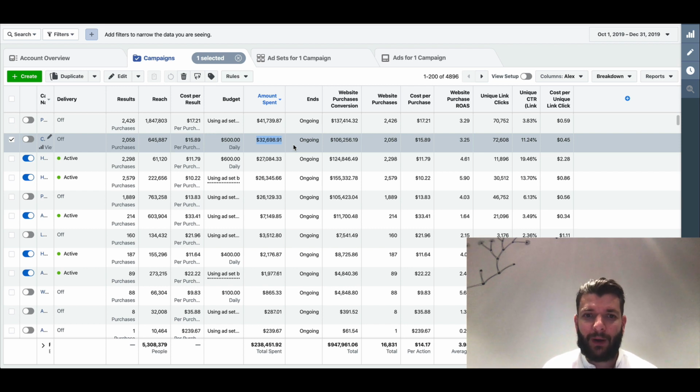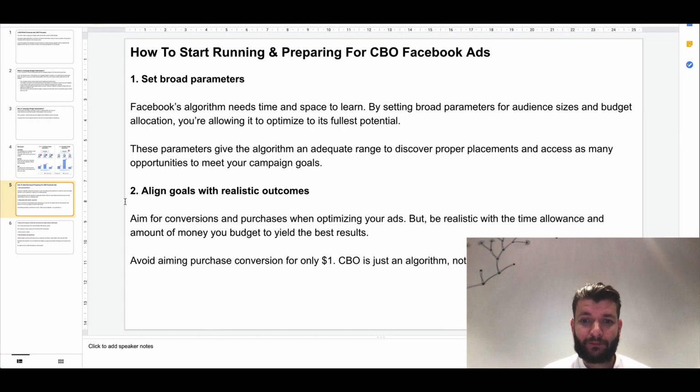So that's why we have like 500, 600. Sometimes you might have seen my other accounts where we have $2,000, $5,000, $10,000 budget per CBO, and we find even more consistency with those higher budget CBO campaigns.